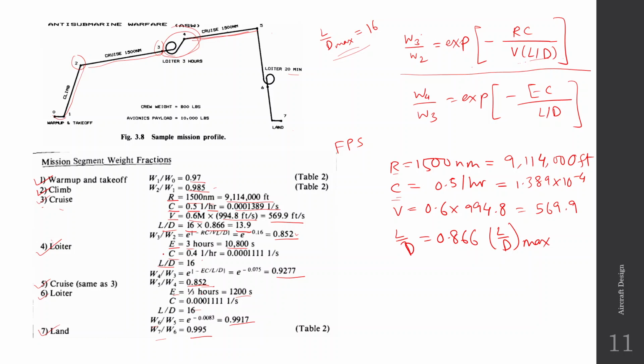Now in the middle you have a loitering phase. In this case your endurance is 3 hours, which you convert to seconds, and C is 0.4, which you again convert to seconds, and L by D will be 16. For loitering with a jet engine, maximum efficiency is at L by D max. So L by D max is 16, so L by D will be 16. And then similarly you put all of these values into the endurance formula, and you get W4 by W3 as 0.9277.